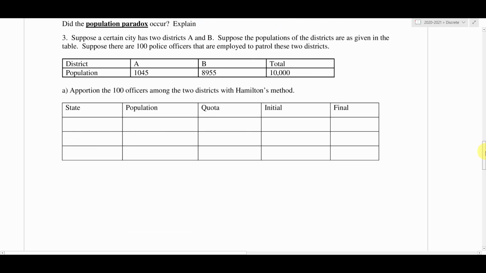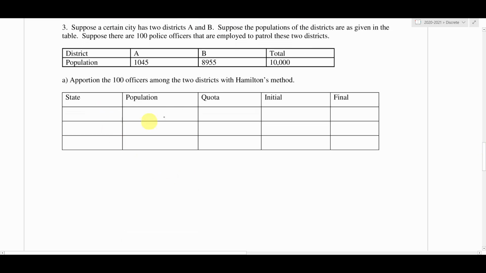Now the last one is called the new states paradox. So let's suppose we have a certain city that has two districts, A and B. The populations of the districts are given, and we have 100 police officers, and we need to make sure that they are spread out accordingly between the two districts to patrol those two districts. So we have District A and District B, and District A has 1,045 people, and District B has 8,955 people, for a total of 10,000. So that's a total population.